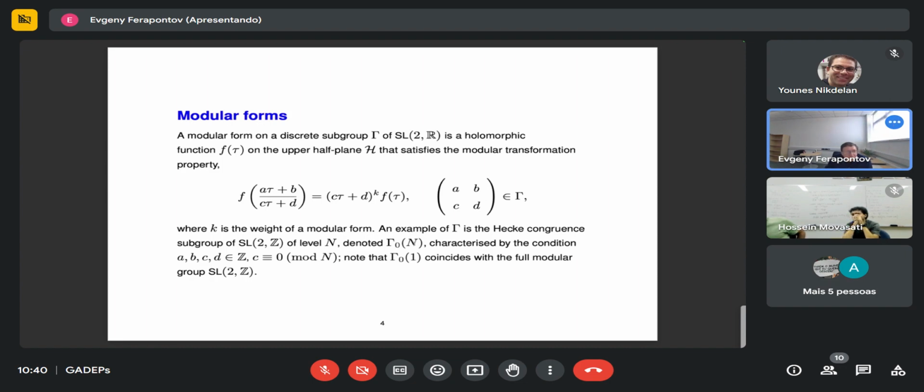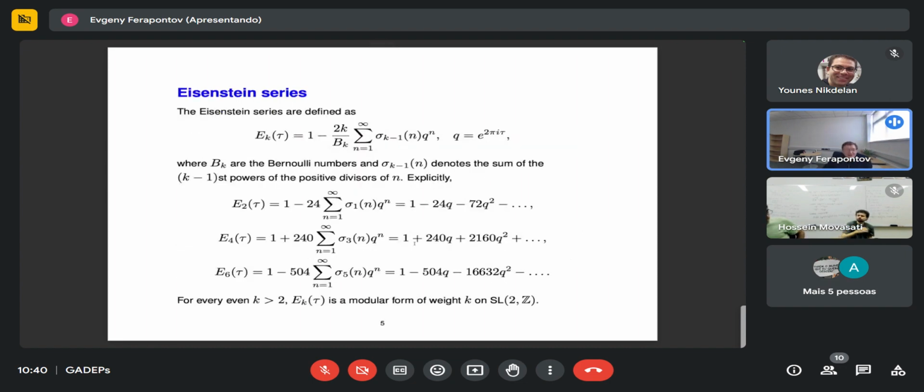Let me move on. Now, Eisenstein series, it's also something well known. It's a general formula for Eisenstein series. And in particular, we will need E2, E4, and E6. Okay, well-known formula. I'm not stopping on this because you all know this better than me.